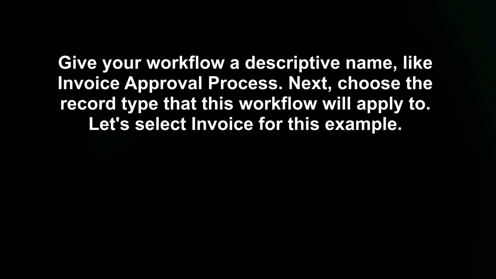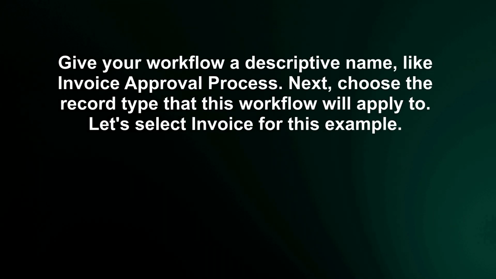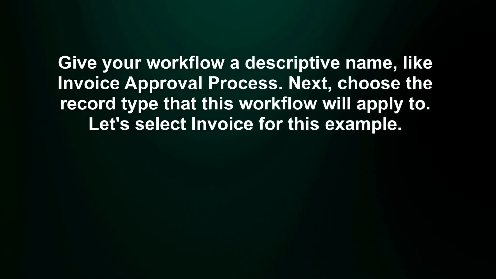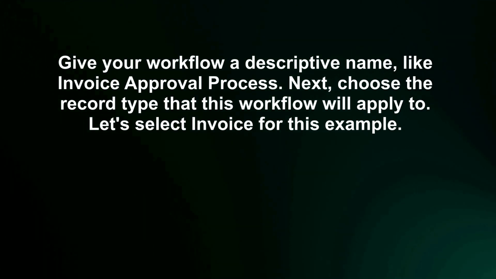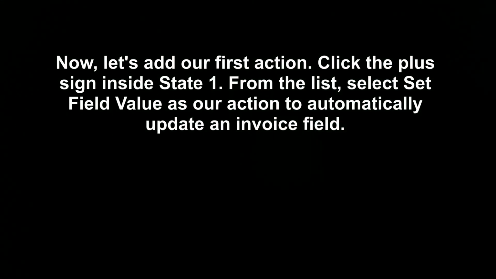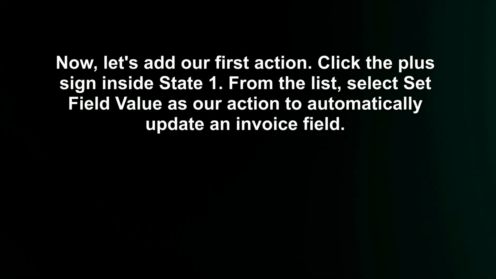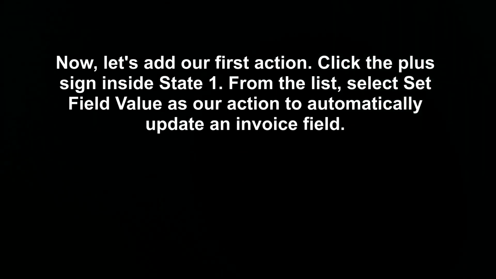Give your workflow a descriptive name, like Invoice Approval Process. Next, choose the record type that this workflow will apply to. Let's select Invoice for this example. Now, let's add our first action. Click the plus sign inside State 1 from the list.